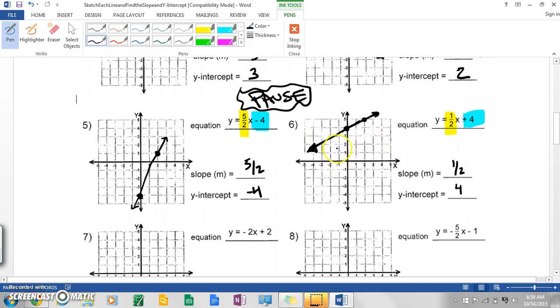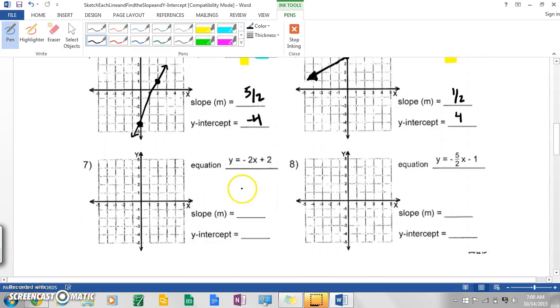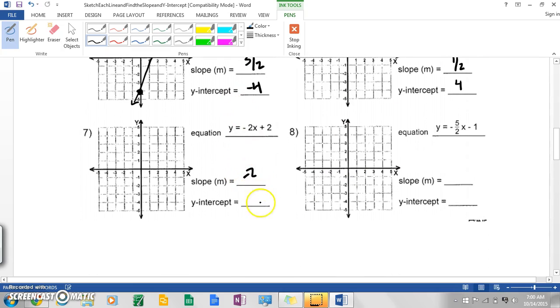Okay, so I've given you a couple. Slope in number 6 was 1/2. Y-intercept was 4. Count it up 4 over 1, up 2. 7. Slope is going to be negative 2. Y-intercept is 2. Okay, remember, if it's written as a whole number, we can write that as negative 2 over 1. The y-intercept is going to be 2.